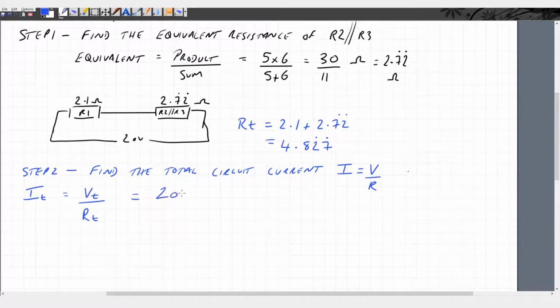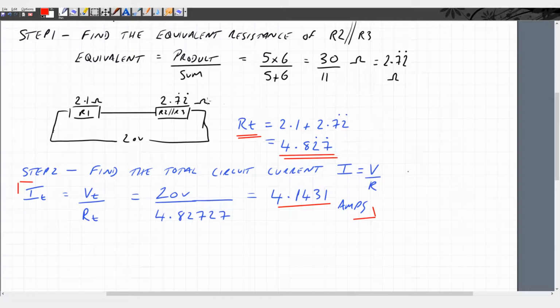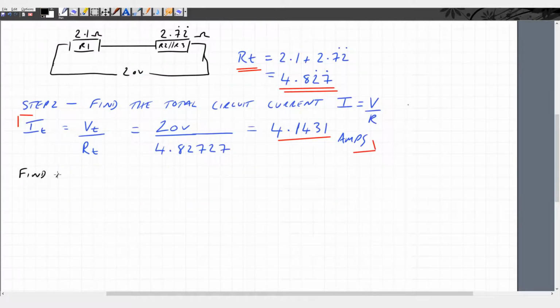4.82727 ohms. So the total current is 20 divided by 4.82727 for a bit of accuracy. That's equal to 4.1431 amps. So that's the total current in this circuit. And the total current runs through R1 and then it splits off into R2 and R3. Find all the voltage drops.